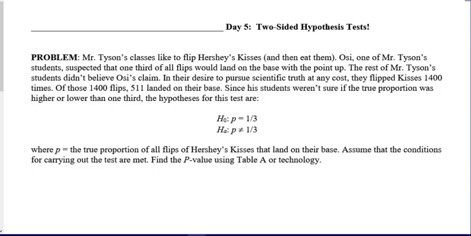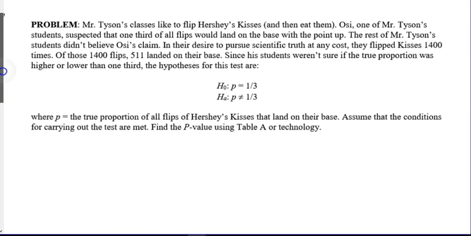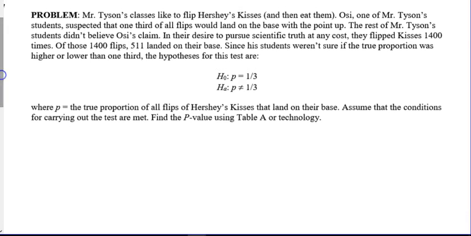All right, so with today's notes, we have a two-sided hypothesis test. Not going to be too far from what we've already done. It says, Mr. Tyson's class likes to flip the Hershey's Kisses. Of course, you eat them afterwards. One of Mr. Tyson's students suspected that one-third, very important here, one-third of all flips would land on the base with the point up. That's our Ho and Ha.